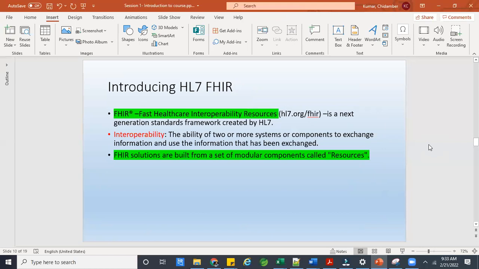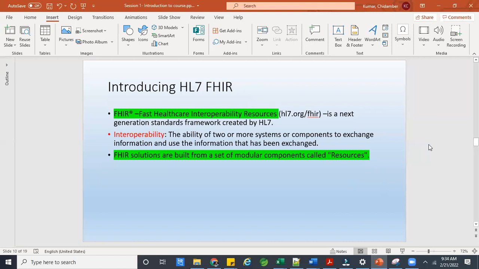If I compare it to day-to-day language, then consider the role of a brick in a wall. The way we can integrate different bricks to achieve a particular design or a particular wall or structure. Similarly, in FHIR, resources are the minimal independent entity that can exist. So by playing with resources or linking one resource to another, we can achieve a complex workflow.